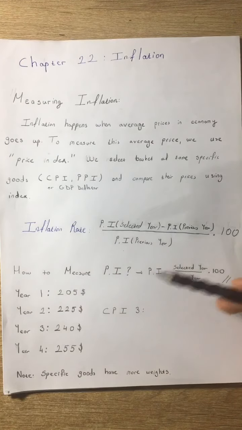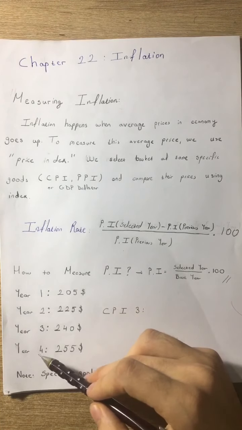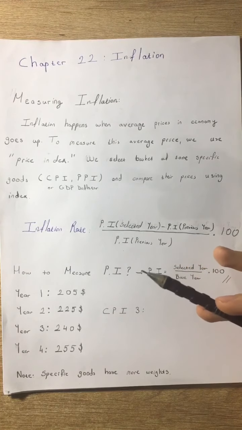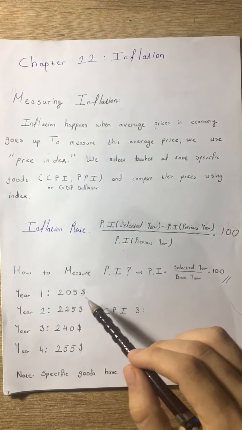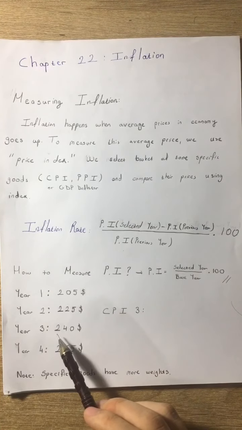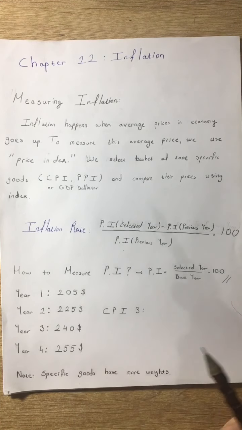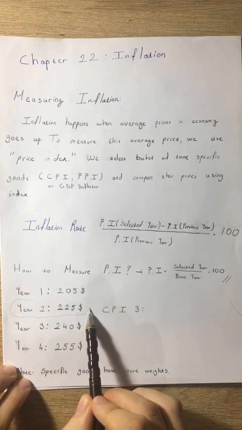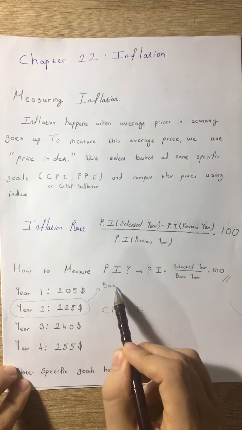And let's see this example. We see different prices in year 1, year 2, year 3, and year 4. These prices refer to the price of a specific basket of some specific goods. So this basket of goods cost $205 in year 1, and for example it cost $240 in year 3. So let's pick our base year as year 2, and you can pick any year as your base year. So I picked my base year as year 2.